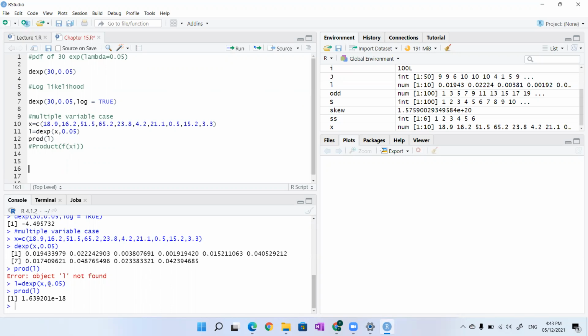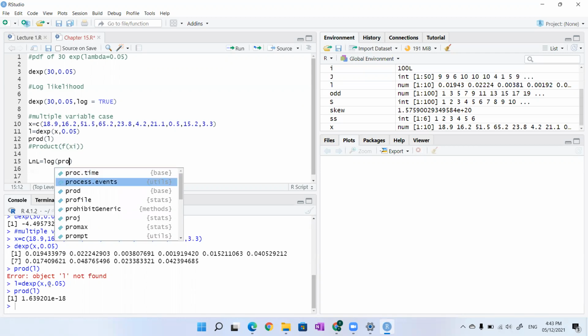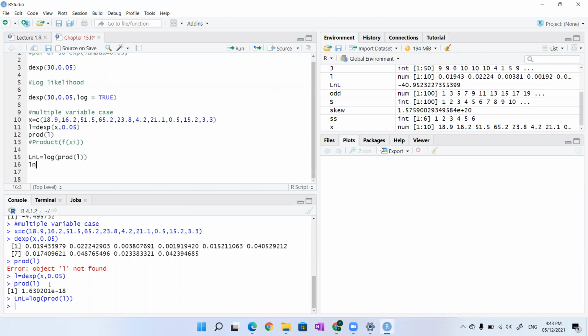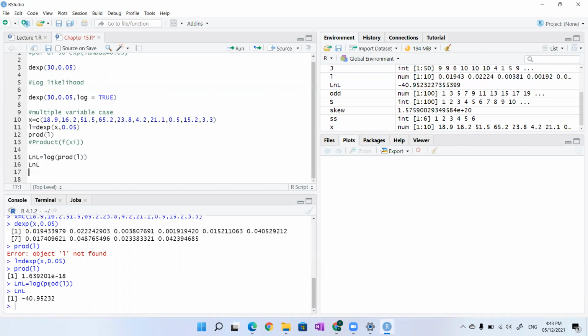So you got your product, but suppose I want the log likelihood. The log likelihood would be nothing but the log of the product of your L, in simple form. So your log L is basically minus 40.95232.